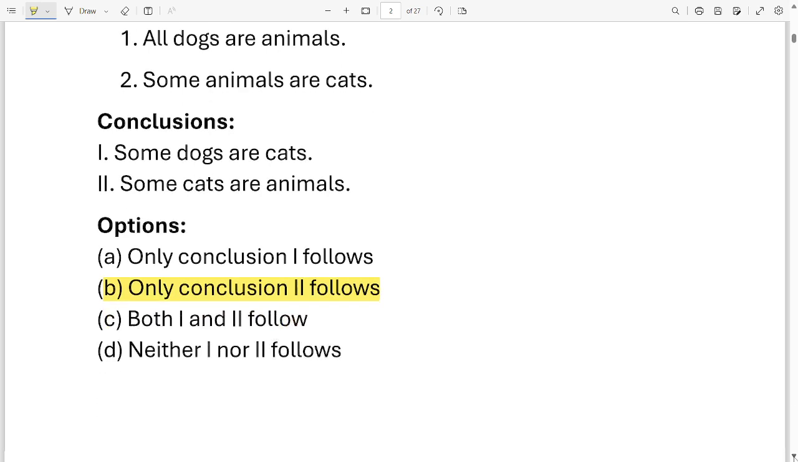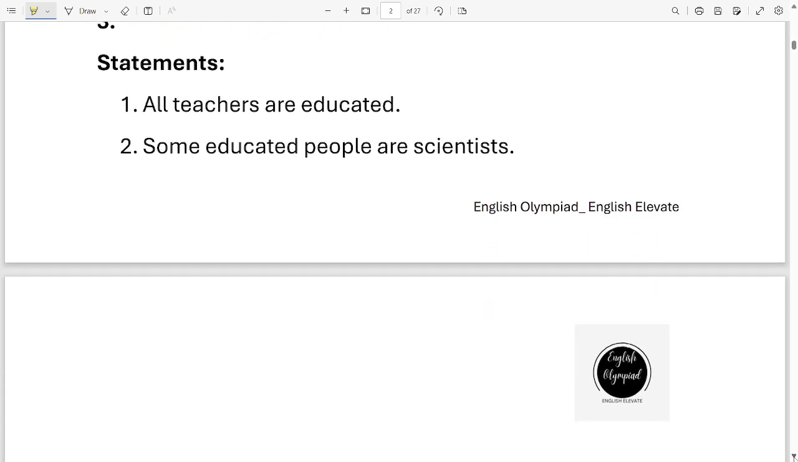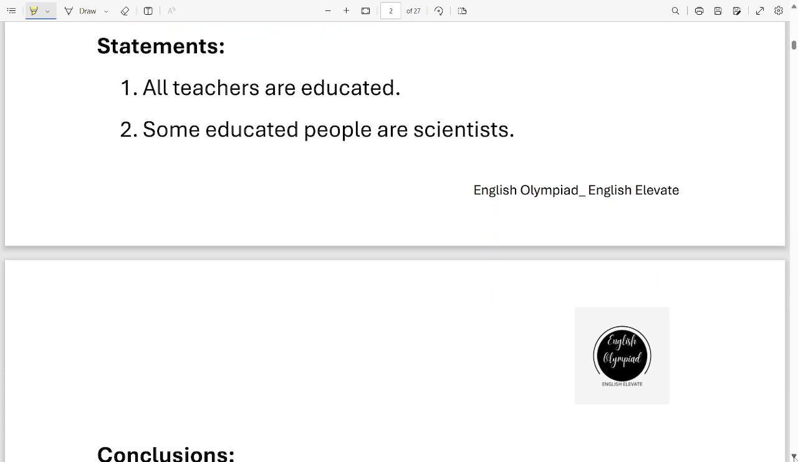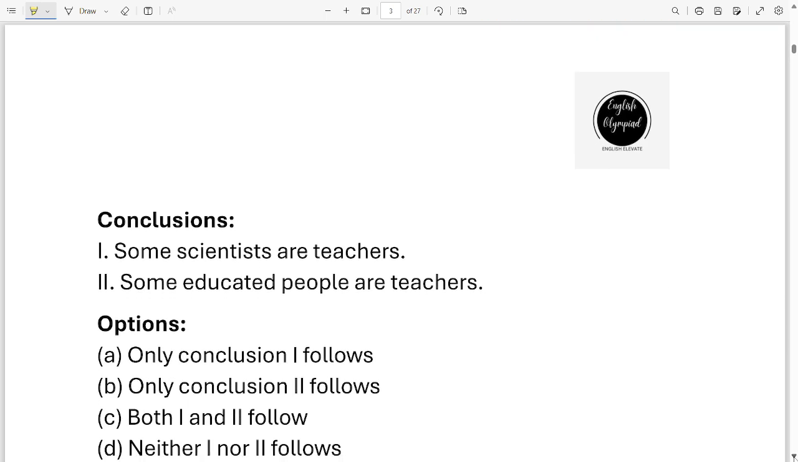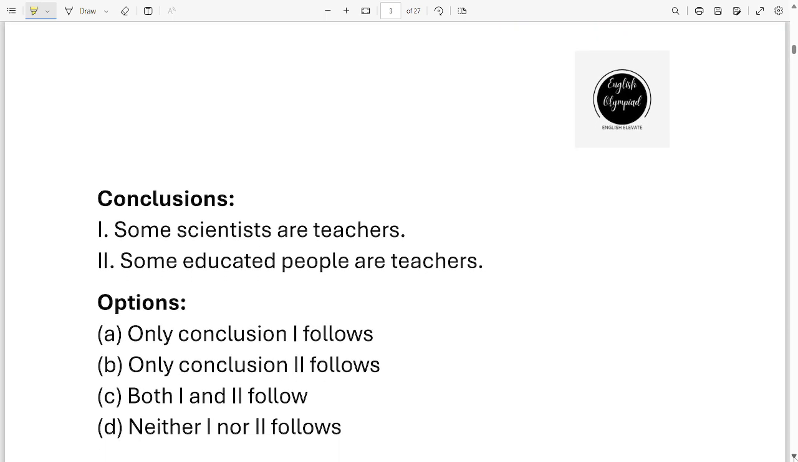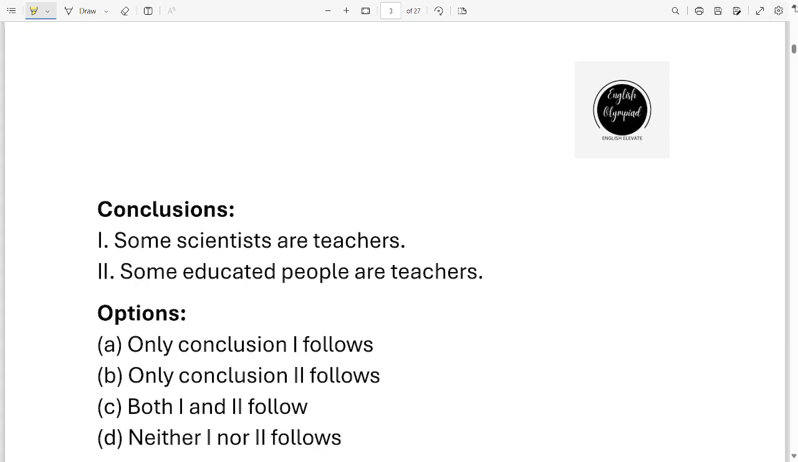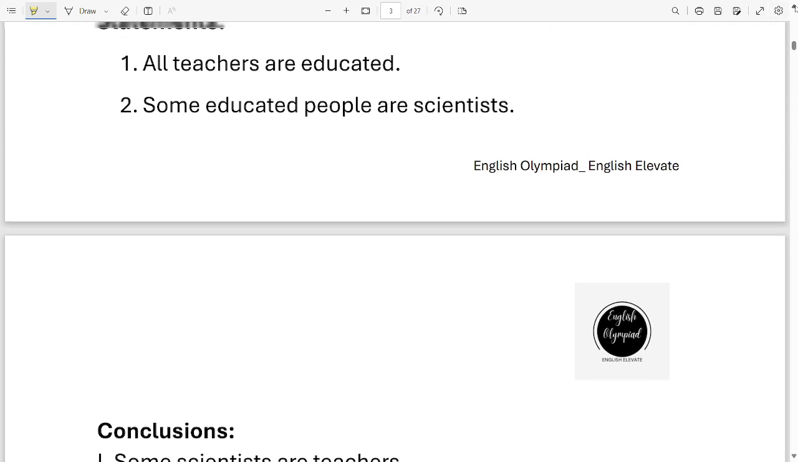Okay, next one. Statements: all teachers are educated. Next statement, some educated people are scientists. These are the two statements and your conclusions are some scientists are teachers, some educated people are teachers. Your options are only conclusion 1 follows, only conclusion 2 follows, both 1 and 2 follow, neither 1 nor 2 follows. So kindly go through the statements once again.